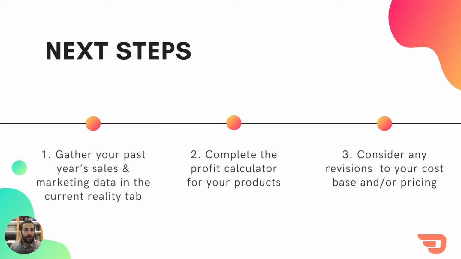And so here are your actions from now. Number one, gather your past year's sales and marketing data and use it to complete the template in the current reality tab of your growth plan. That's step one. Step two is complete the profit calculator and do that for all your products, or at the very least, if you've got lots of products, your best-selling lines. And then finally, consider any revisions to your cost base and or pricing based on the analysis. There you go. Those are your key steps.